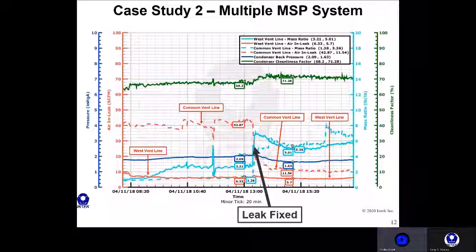Looking at the first half of the plot, you can see the total air in-leakage is approximately 40 SCFM, and the air in-leakage from the west vent line is 6 SCFM. So with just this data, we know the air in-leakage is primarily sourced on the east side of the condenser and lower in the condenser.